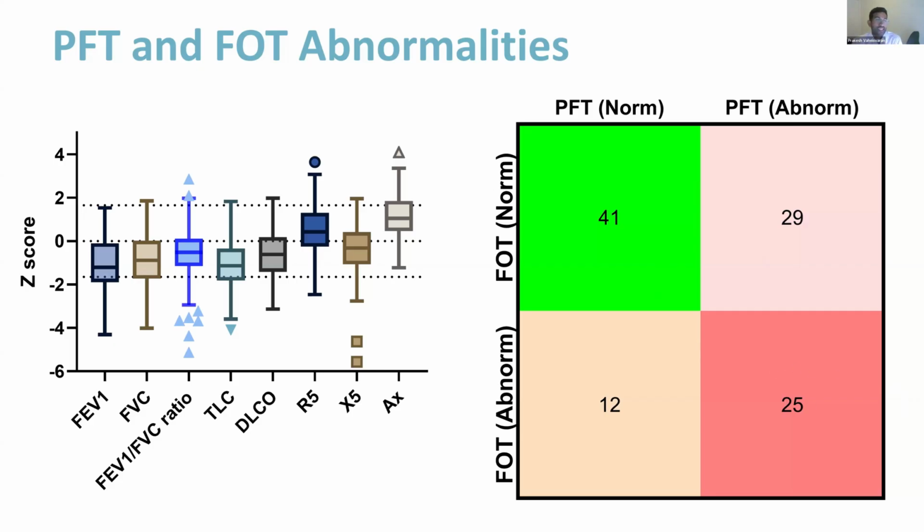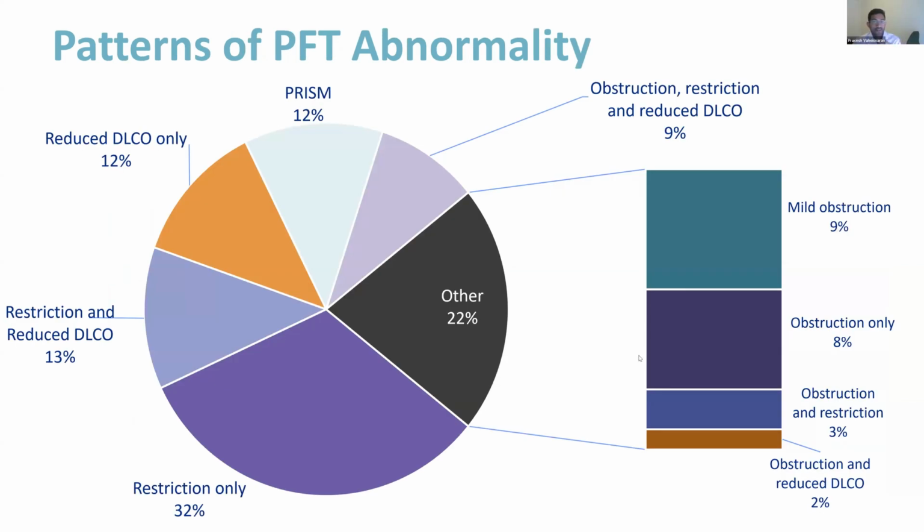And we can see that abnormalities in lung function testing were very common. In fact, only 41 patients had normal lung function testing. 54 patients, that is just over half, had abnormal pulmonary function tests. Of these, we can see that the majority had a restrictive picture at 45%. About 22% were obstructed to varying degrees, 9% were mixed, 12% had preserved ratio with impaired spirometry, and 12% had an isolated DLCO reduction.